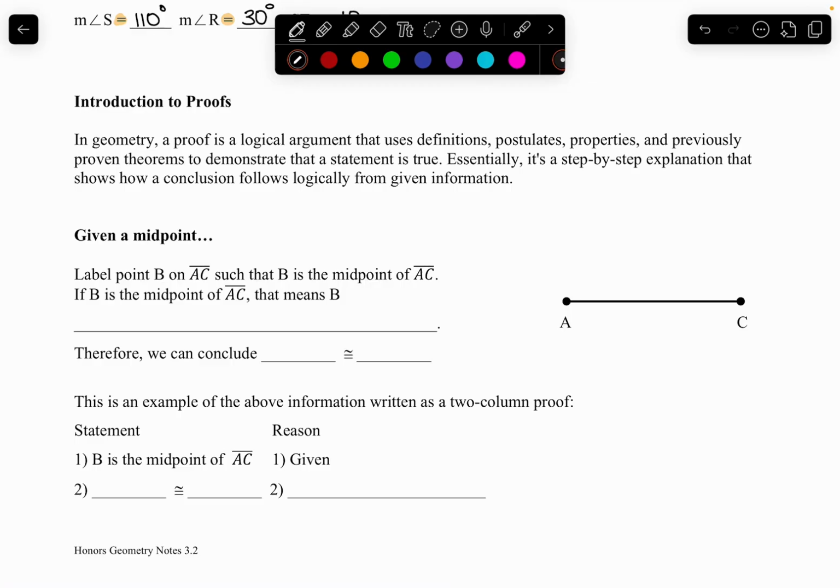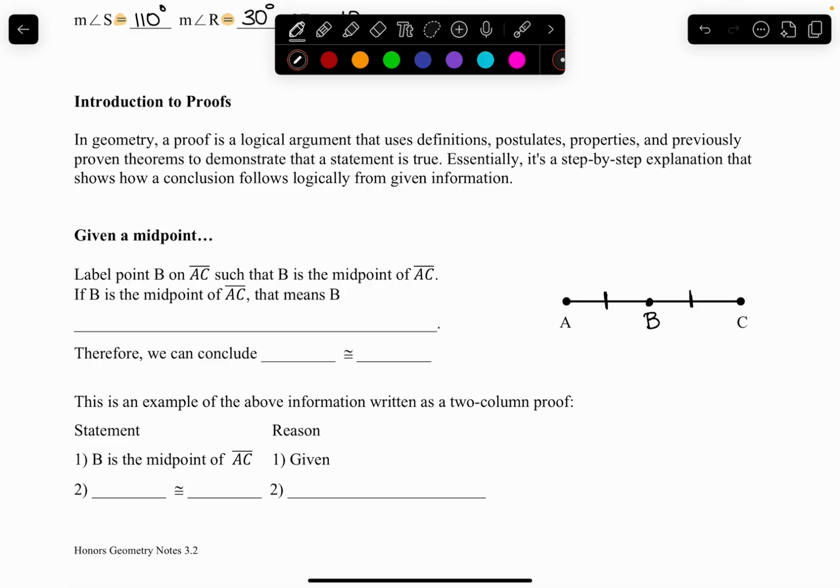So let's say that you are given a line segment, and I tell you B is the midpoint of line segment AC, which is essentially what this is. Label point B on AC such that B is the midpoint of AC. Okay, so I'm telling you that B is the midpoint. So I'm going to come over here, and I'm going to label point B. If I have a midpoint, what does that then tell you is true about my segment AC? Well, if you have a midpoint, your segment is cut into two congruent segments, right? So we automatically know that AB is going to be the same as BC.